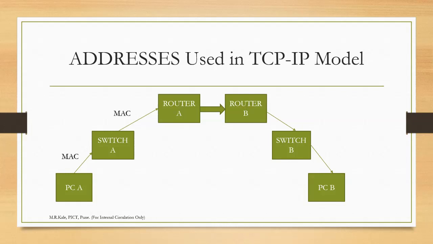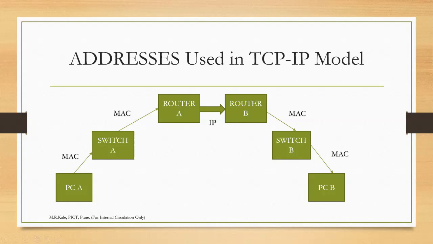Now here we need to understand that a router has a LAN side as well as a WAN side. So the router's LAN card operates on MAC address and the router's WAN card operates on IP address. Router to router with IP address, router to switch again MAC, and then to PC again a MAC address. So this is the flow of communication and the corresponding addresses used.